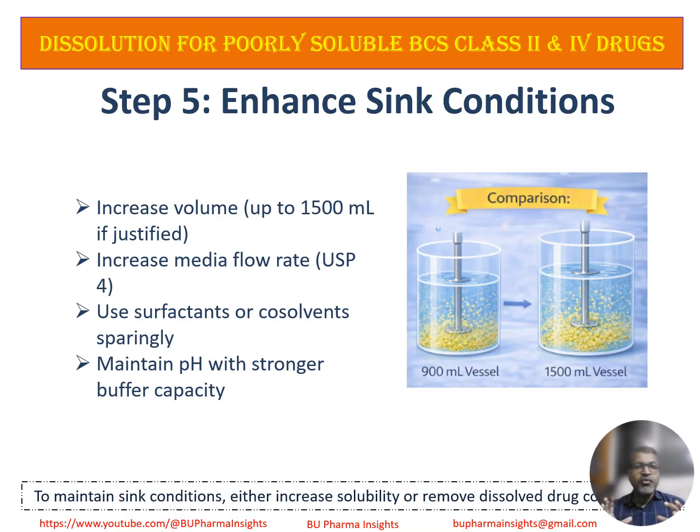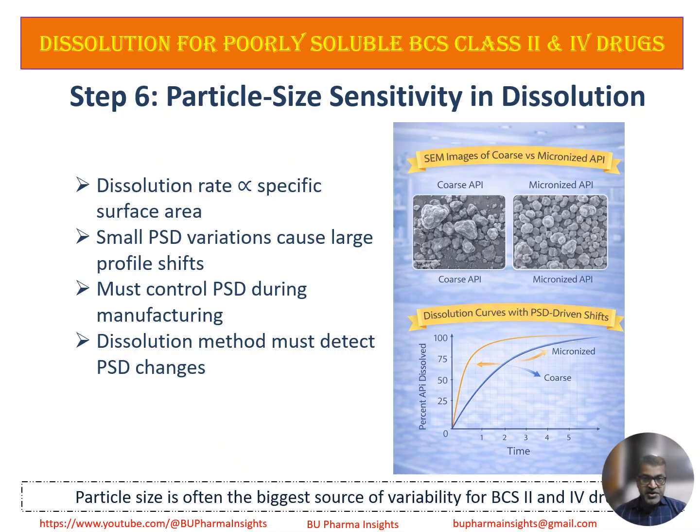In USP 4 apparatus, continuous flow follows Henry's law. Dissolved drug is constantly removed, maintaining sink conditions. Regulators closely scrutinize co-solvent use because it can overestimate dissolution. So first, increase medium volume up to 1500 mL if justified. In USP 4, you can also increase flow rate, use surfactants or co-solvents sparingly, and strengthen buffering to maintain stable pH. Scientific justification is essential.